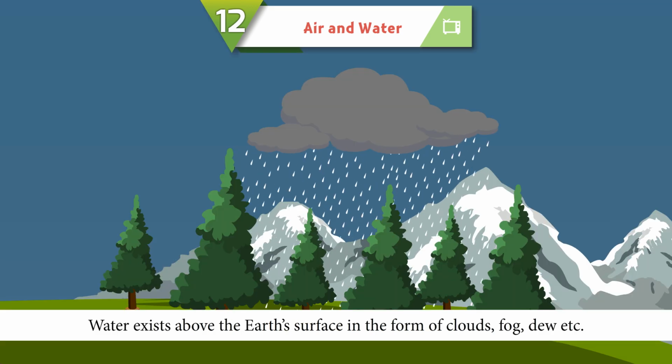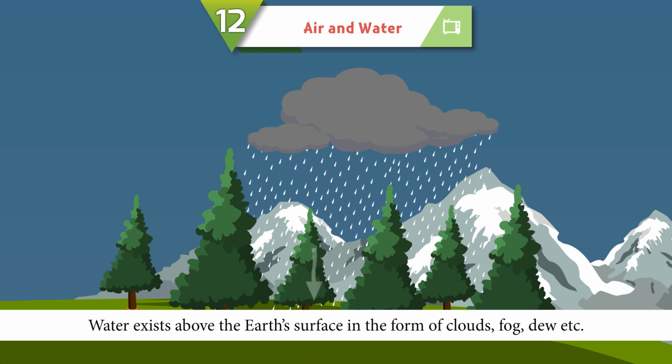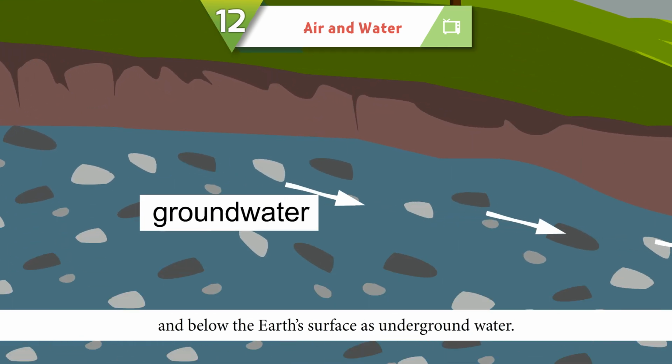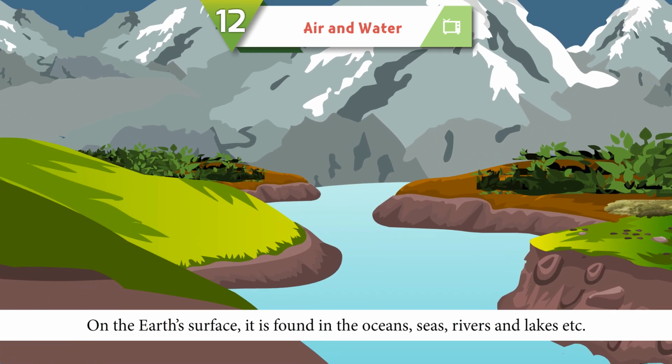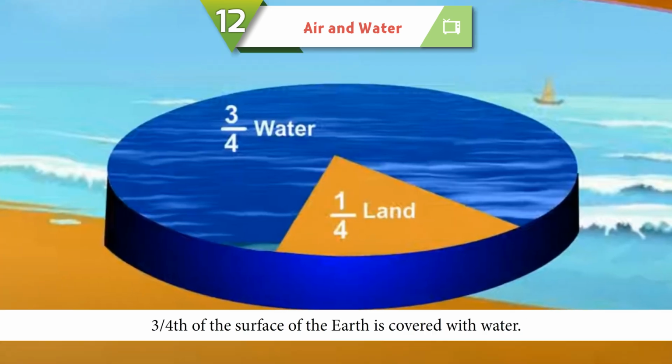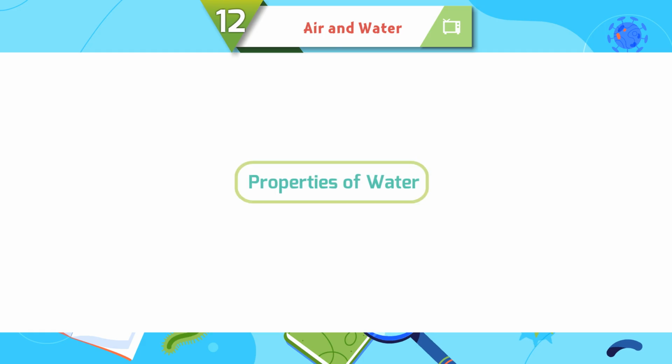Water exists above the Earth's surface in the form of clouds, fog, dew, etc., and below the Earth's surface as underground water. On the Earth's surface, it is found in the oceans, seas, rivers, and lakes, etc. 3/4 of the surface of the Earth is covered with water.